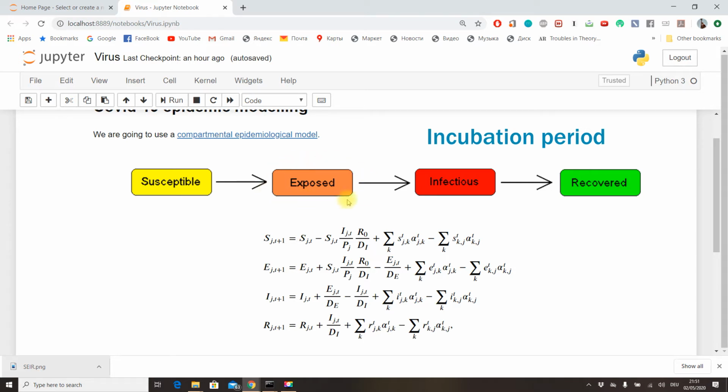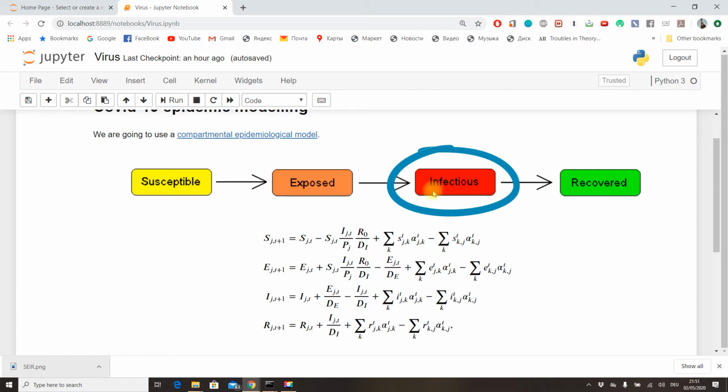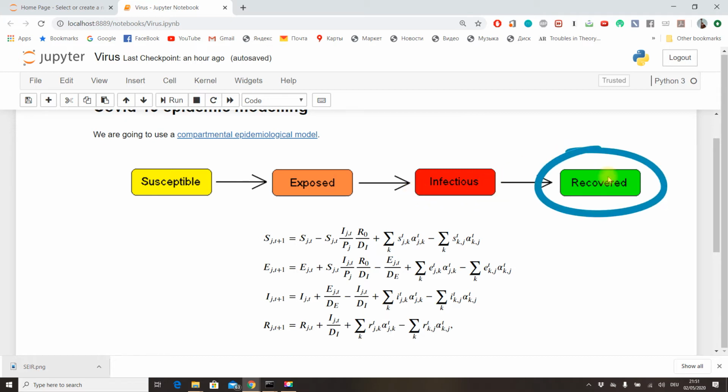After which those people are moving into the infectious group where they are already very dangerous. They are spreading the virus around and infecting others. Okay. And after the infectious period, the people in this infectious group move to the recovered group, which contains both those that recover from the illness, but also those that die. Okay, so it contains both the recovered ones and the dead ones.